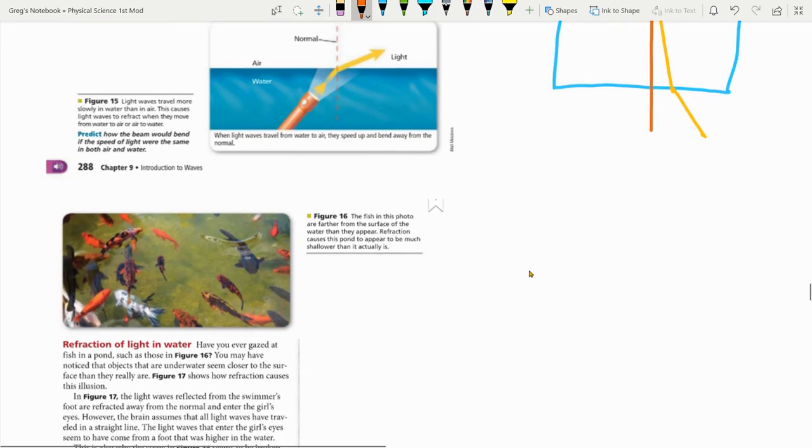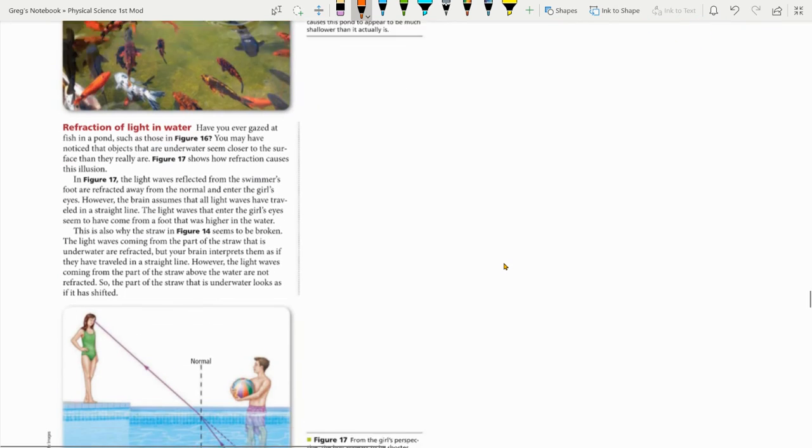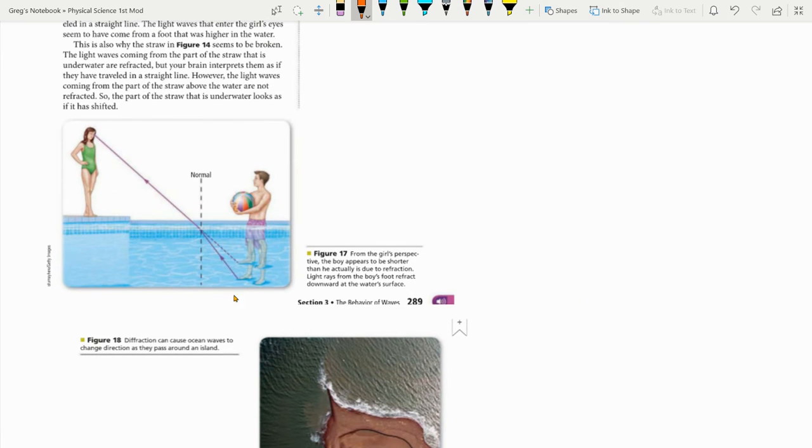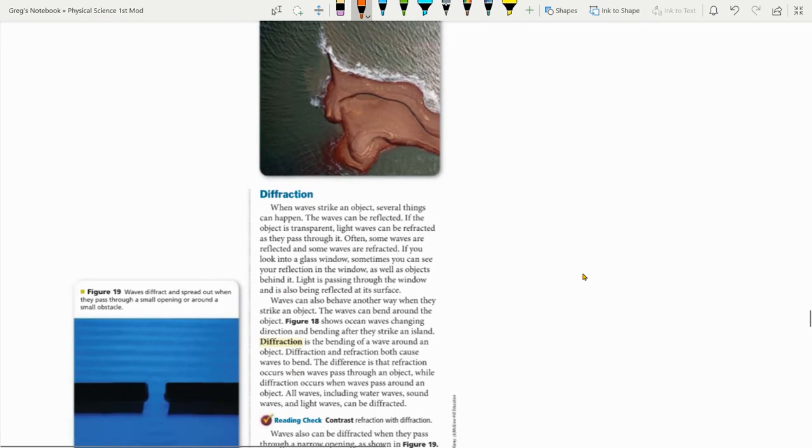All right. And here's another example. When somebody's in the pool and you're standing here, sometimes it looks like they have two sets of legs. That's because not only is it reflecting in here, it reflects back to your eyes. And it can really mess with your mind, okay, which is going on right here.